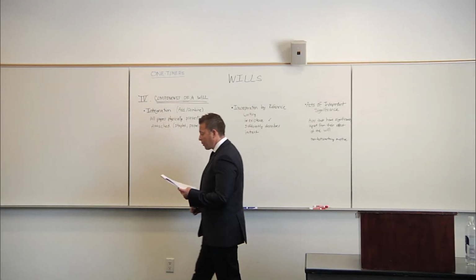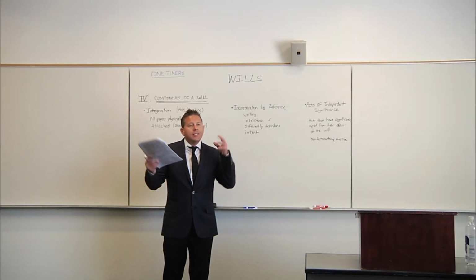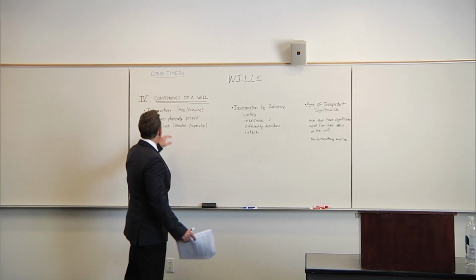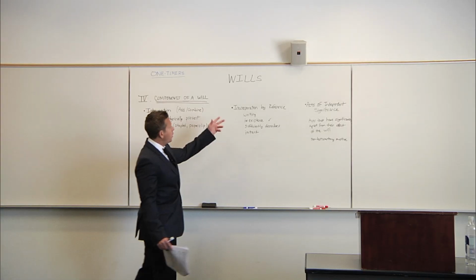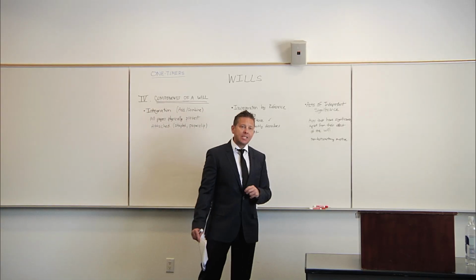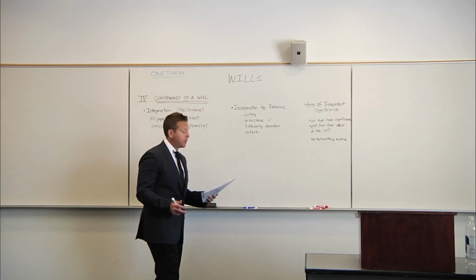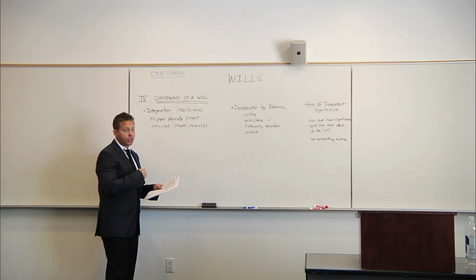Section 4, components of a will. There are three components of a will, if you will, and that is the integration, incorporation by reference, and acts of independent significance. Very simple concepts, or at least these first two are extremely simple.